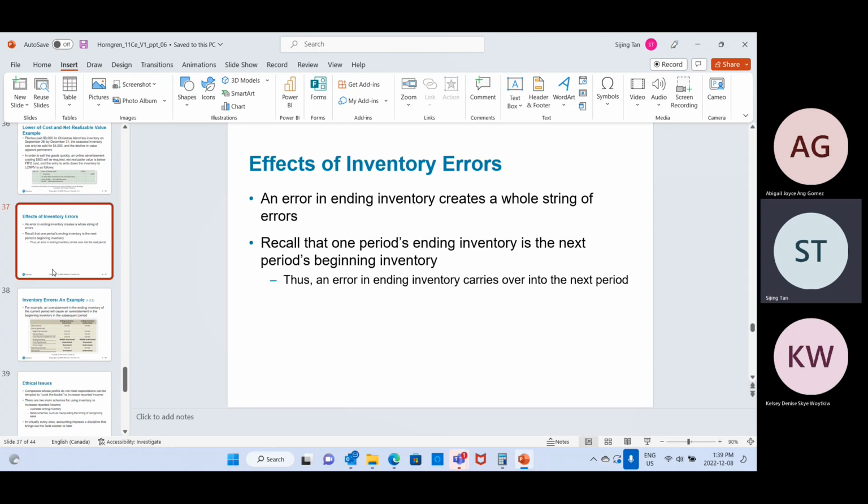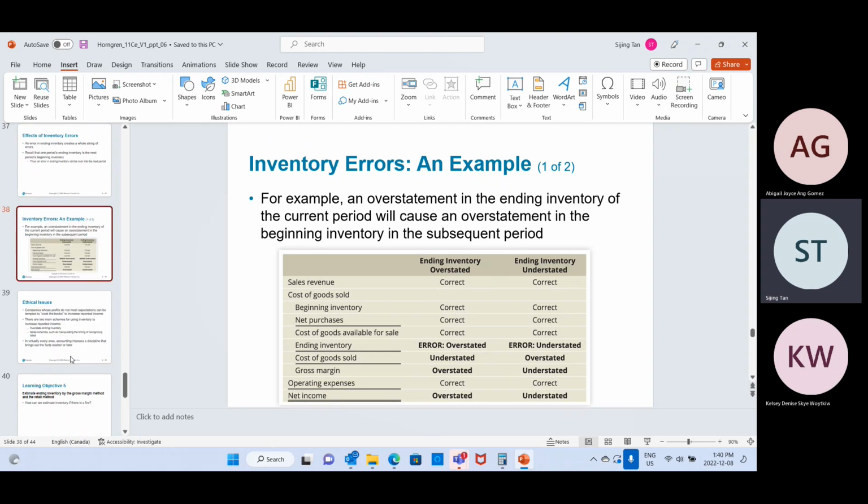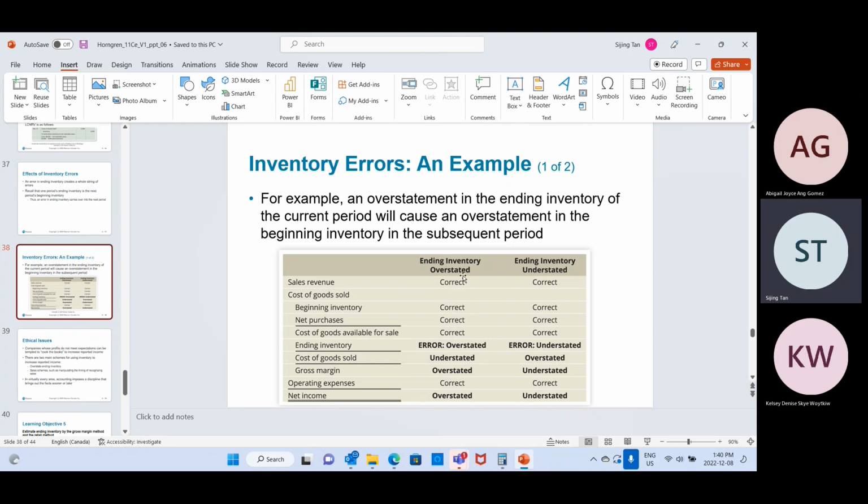Now, the effect of inventory errors. Errors in ending inventory affect not only the balance of inventory, but also cost of goods sold, gross margin, net income, and owner's equity in the period that the error occurred. The examples we have given are from our textbook. This exhibit shows inventory errors. They summarize the errors over 2 different periods.